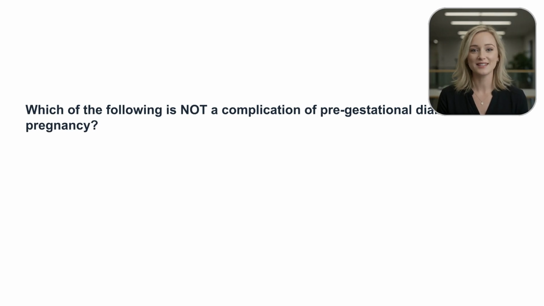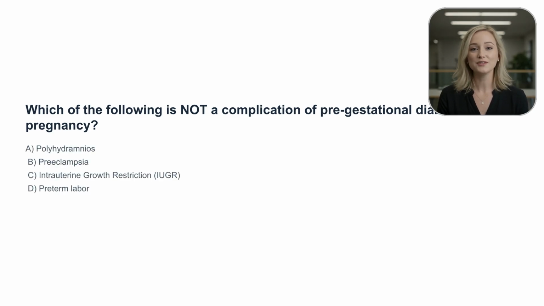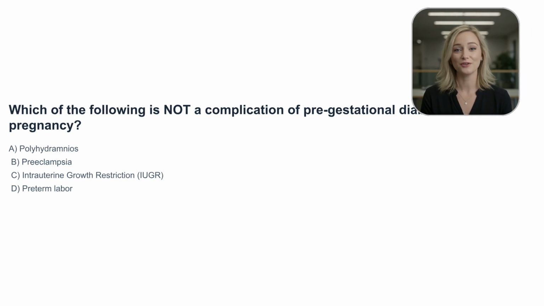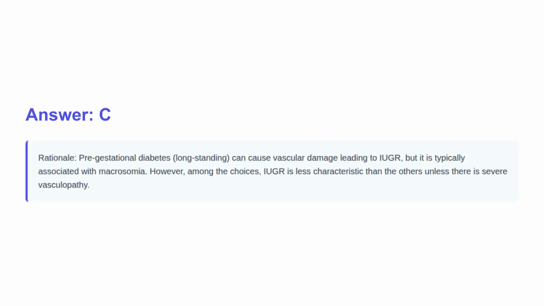Which of the following is not a complication of pregestational diabetes in pregnancy? The choices are polyhydramnios, preeclampsia, intrauterine growth restriction, IUGR, and preterm labor. The answer is C. IUGR is less characteristic than the others unless there is severe vasculopathy. Pregestational diabetes can cause vascular damage leading to IUGR, but it is typically associated with macrosomia.